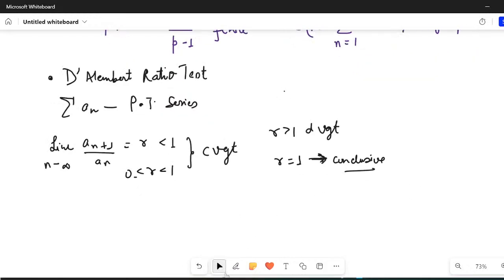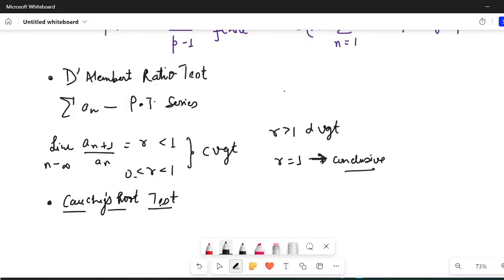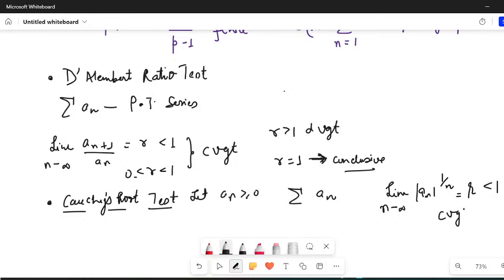And similarly, there is another test which is called the root test. This is called Cauchy's root test. And what does it say? It says let an be greater than or equal to 0, and if we are looking at convergence and divergence of the summation, just find this limit as n tends to infinity of mod an raised to the power 1 over n. If this is equal to some r and r is less than 1, then this is convergent. If r is greater than 1, then this is divergent. And if r is equal to 1, it is inconclusive.